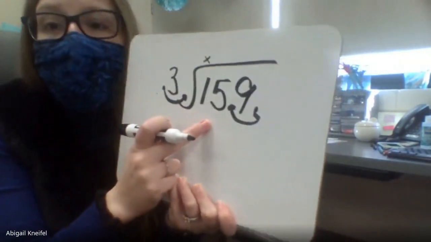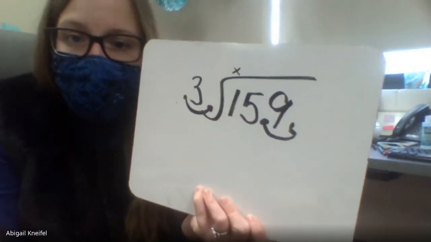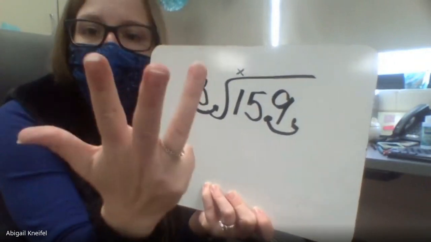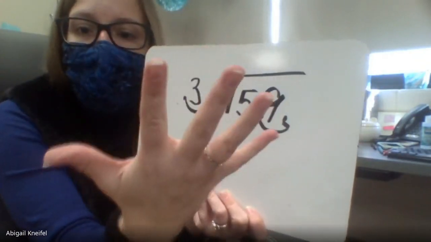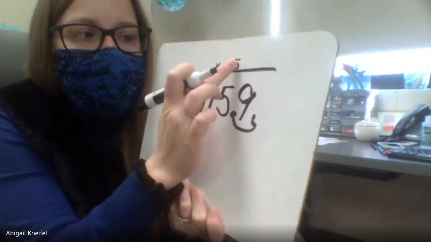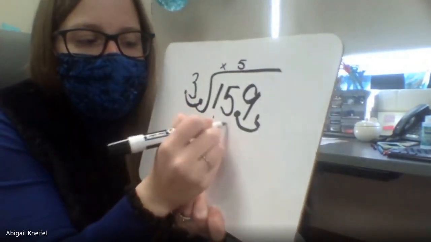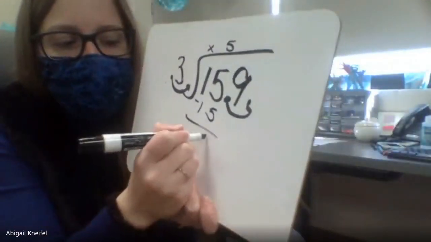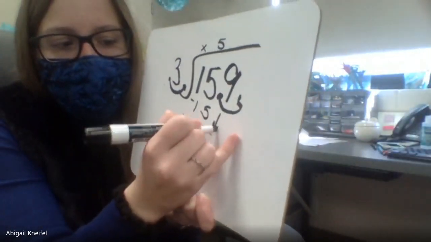Can 3 go into 15? Yes, it can if we count by threes. 3, 6, 9, 12, 15. Oh, look, 3 can go into 15 5 times. So 3 times 5 is 15. 15 minus 15 is 0. Then you need to bring down your 9.